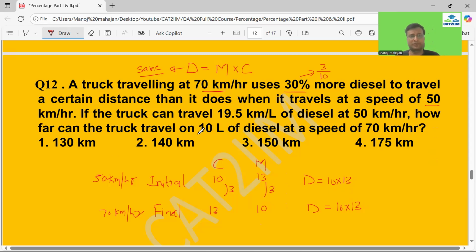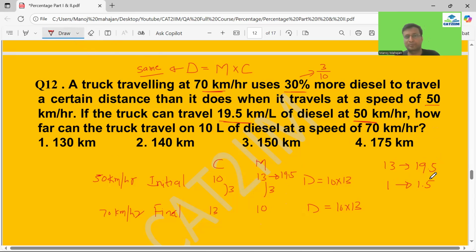Now, what is the further data given to us? The truck can travel 19.5 kilometer per liter of diesel at 50 kilometer per hour. So over here, the value of 13 is given to us, that is 19.5. Can I say if 13 is 19.5, what would be 1 unit? We can calculate by dividing. So when you divide this with 13, what you get is 1.5.